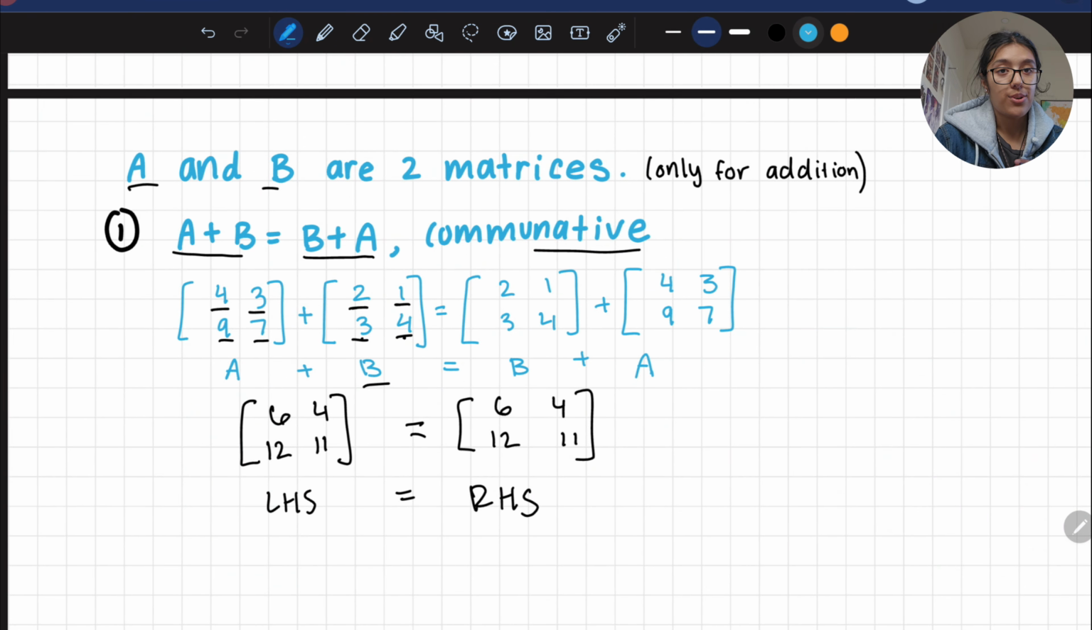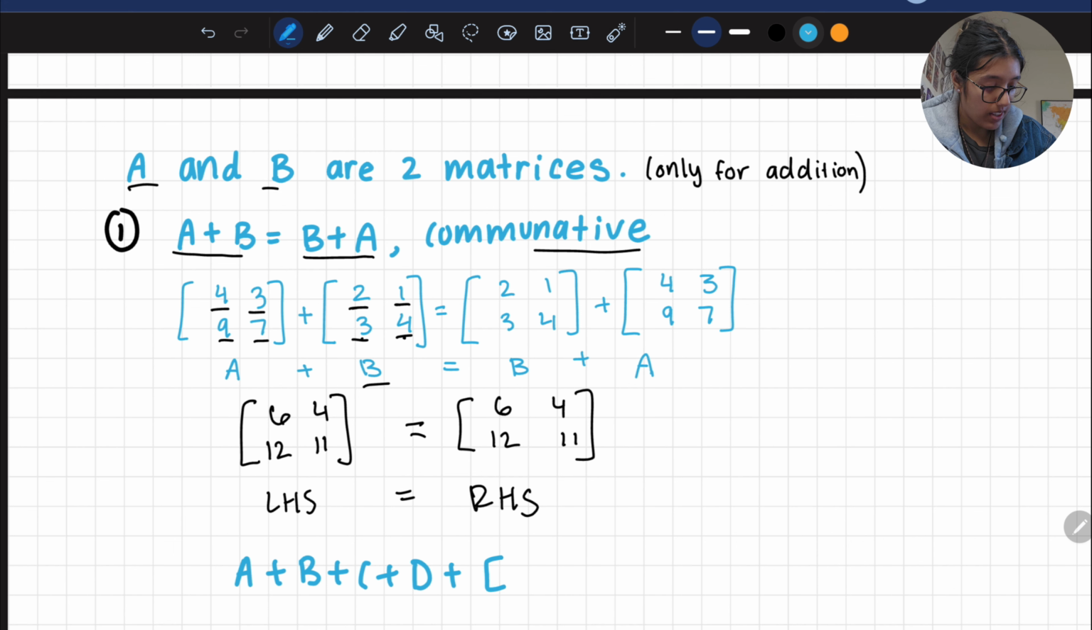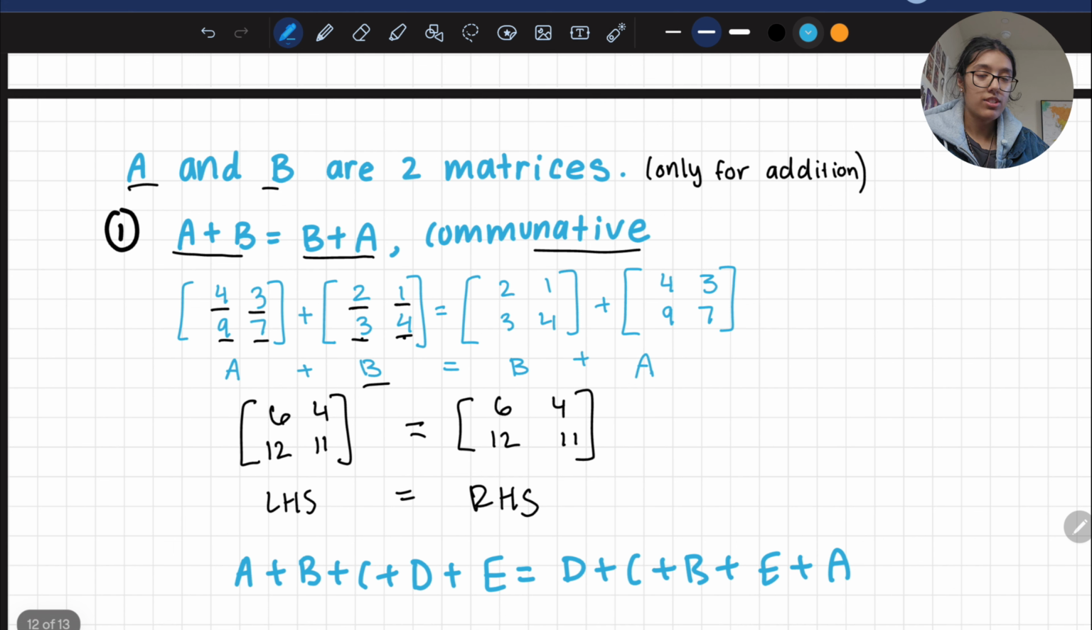And one thing to note, you don't only need to have two matrices. You can have 5 matrices, and in that case, you would have something like A plus B plus C plus D plus E, but it doesn't matter which way you put them. You could have D plus C plus B plus E plus A, and they would still be equal to each other.